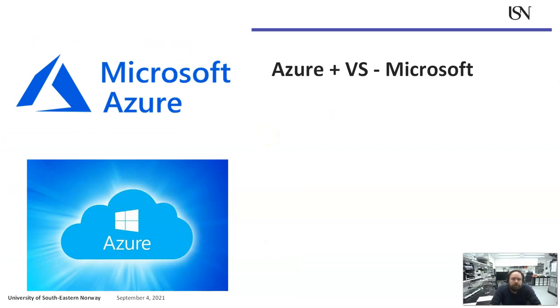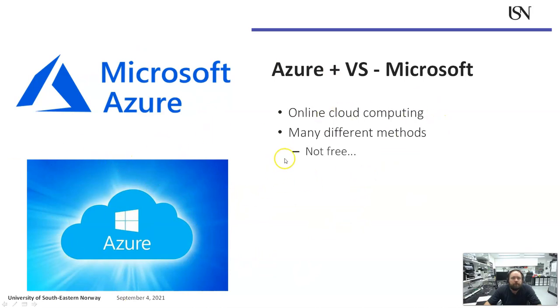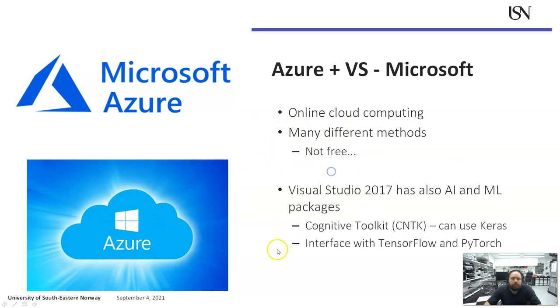Another alternative is the Azure and Visual Studio world from Microsoft. Also, lots of machine learning tools available there. Azure, of course, is an online cloud computing platform. So it has some advantages in that you can rent computation power in the cloud to get your calibration done more quickly. But it's not free. It costs money to use Azure.